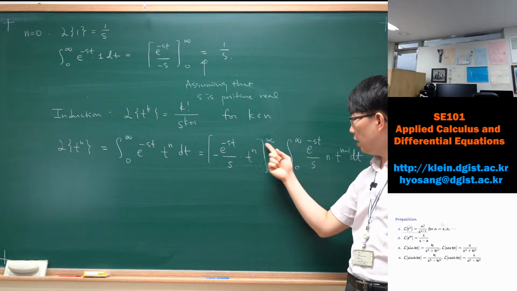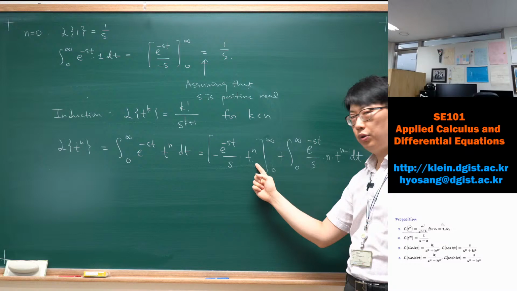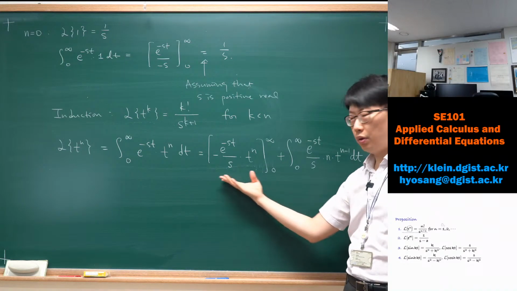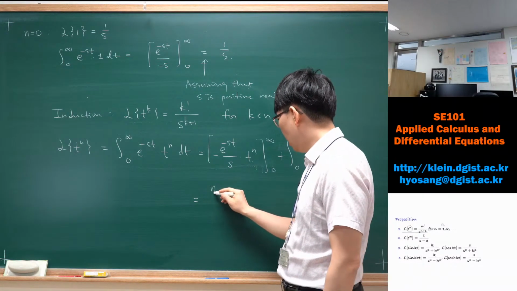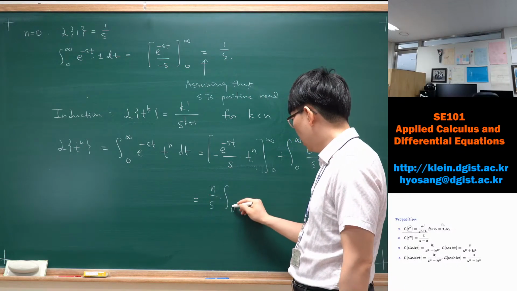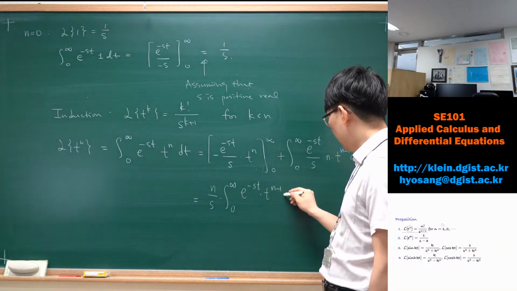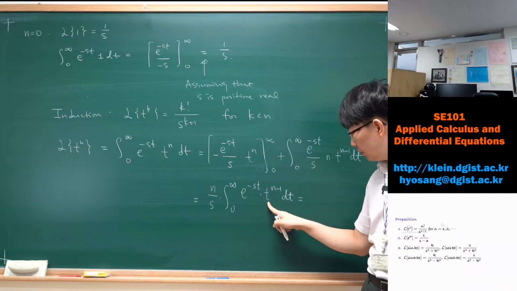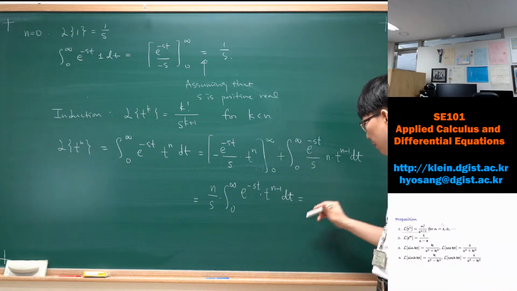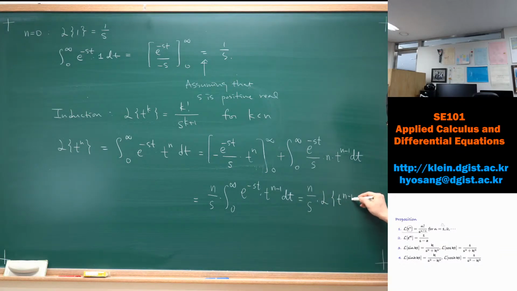When I plug in infinity, it becomes 0 because of the exponential term, and when I plug in 0, it becomes 0 because of the t to the n term. So all of this becomes 0 and disappears. Here s and n are constants, so let's take out n over s and integrate e to the negative st times t to the n minus 1 dt. But this is the Laplace transform of t to the n minus 1, right? So we have n over s times the Laplace transform of t to the n minus 1.